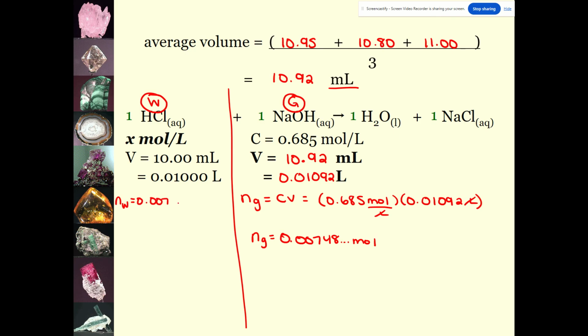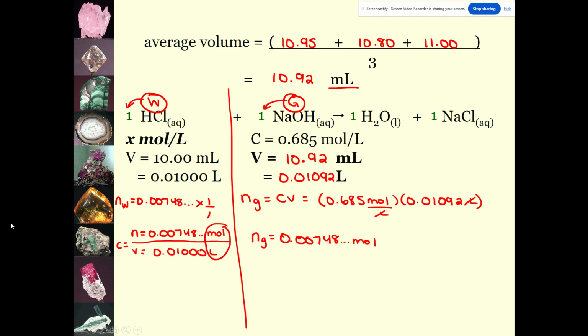Now we use them to find the moles of our wanted. That value times wanted over given, which would just, in this case, be 1 over 1. In front of my wanted, there's a 1. In front of my given, there's a 1. So the moles of my wanted are the same value, 0.00748. Remember, though, to use the unrounded answer from one step to the next. Now I am looking for concentration, so I need to take the moles of my hydrochloric acid and divide by the volume of my hydrochloric acid. Okay? And that will give me moles per liter for my answer.